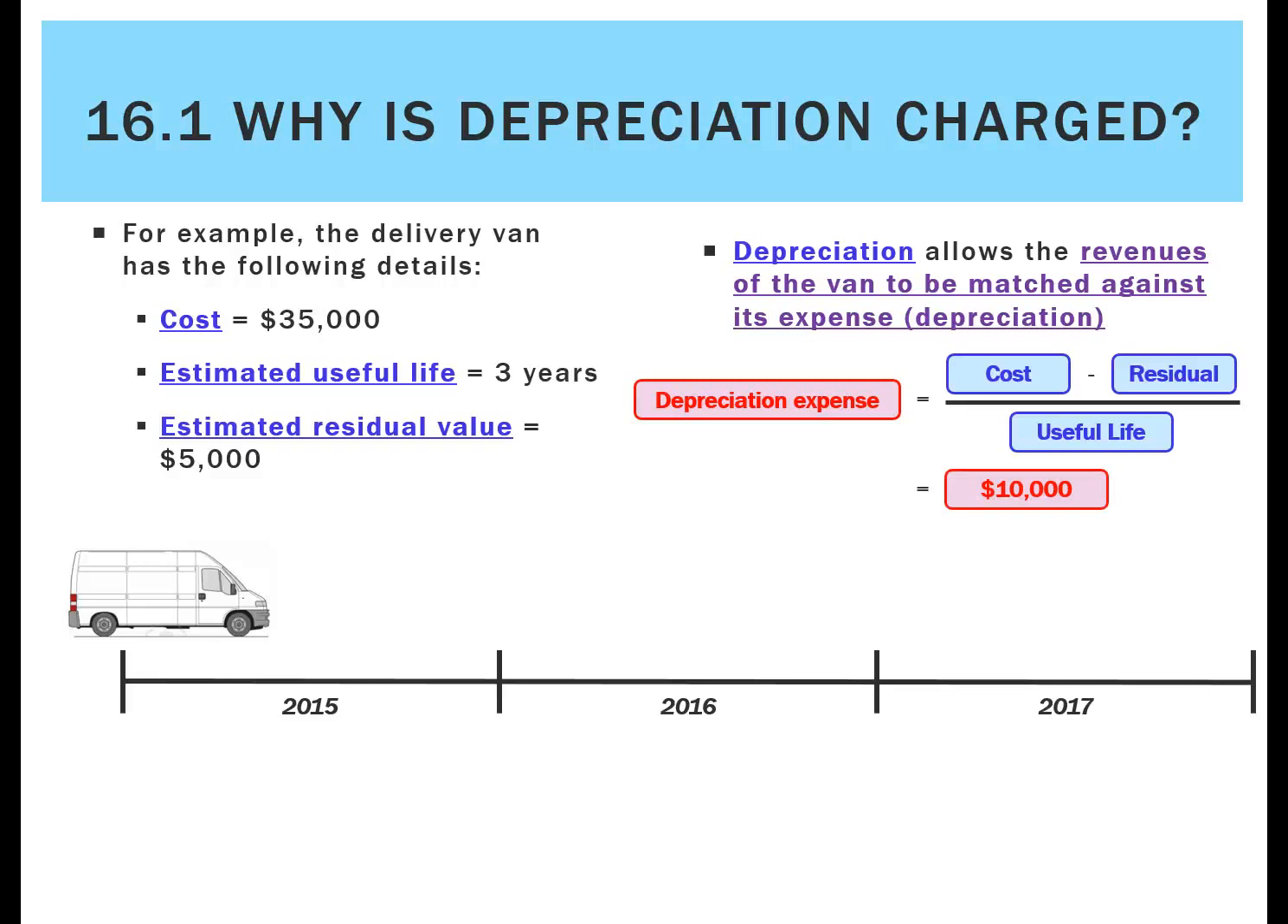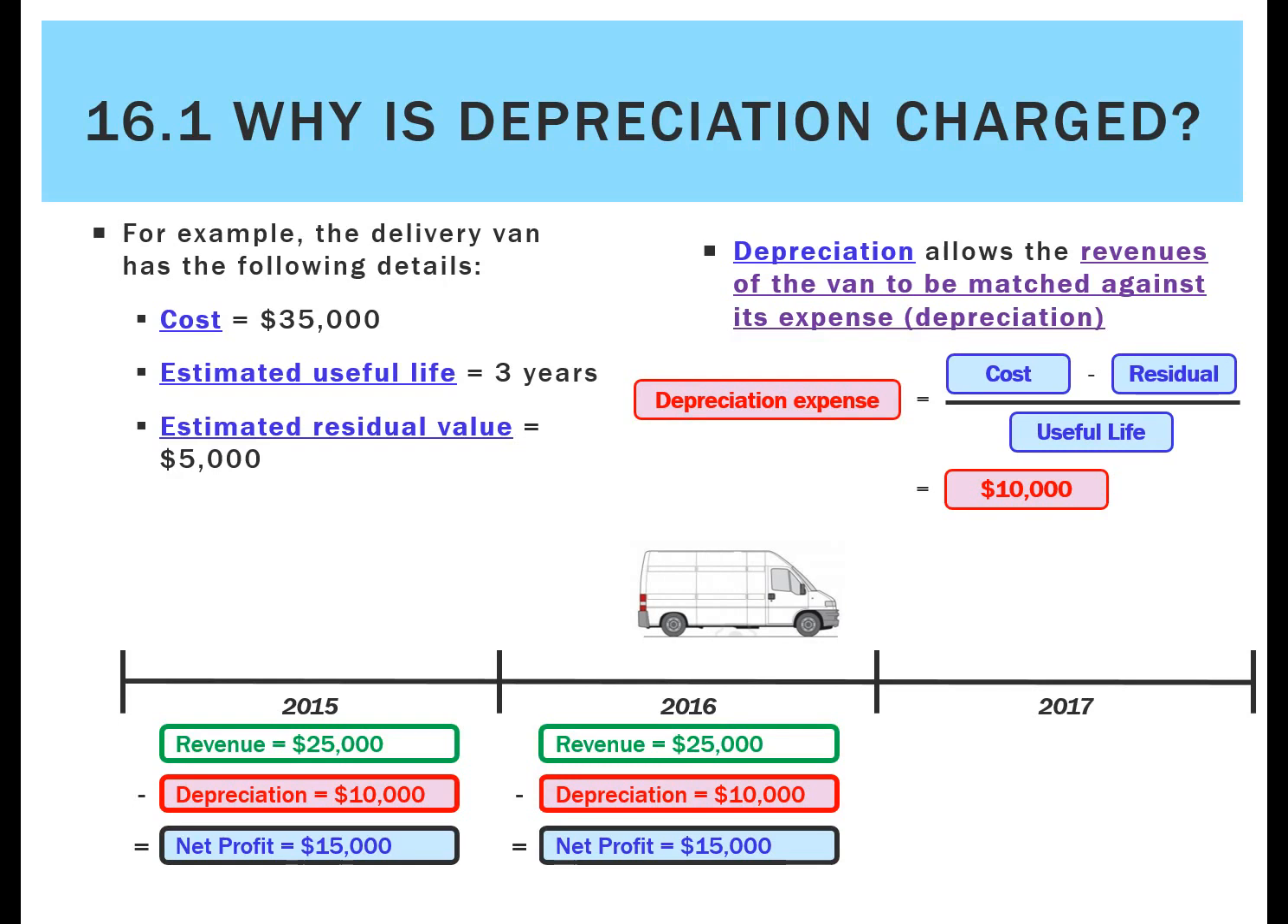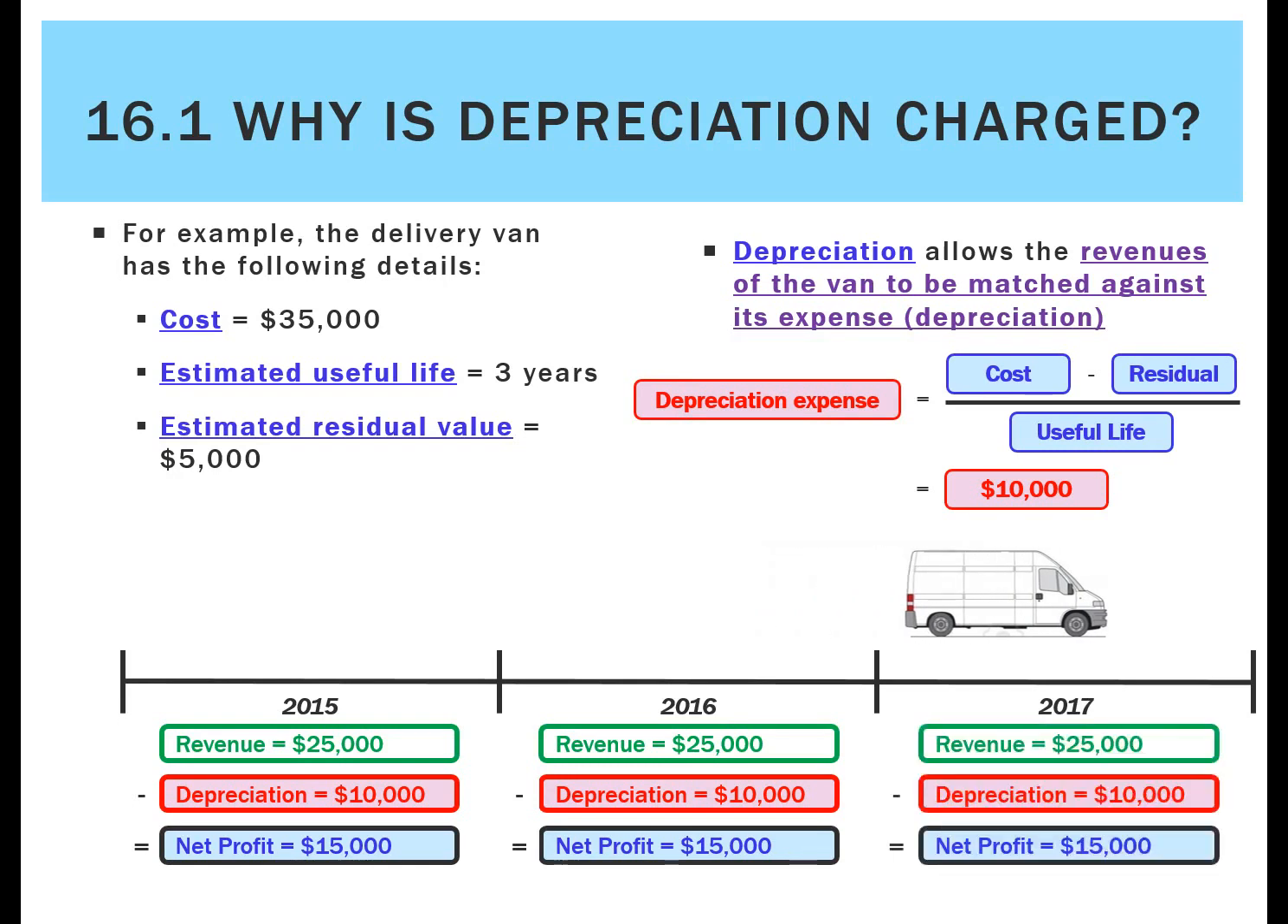So going back to the van from the first overhead, we'll see in the first year we generated $25,000 of revenue, we match $10,000 of depreciation, and we're effectively calculating a profit on using the van of $15,000. In the second year, we generated $25,000 of revenue, we're matching 10, and in the third year, we're doing the same. So depreciation is all about the matching of an expense with the revenue from using that very same asset.